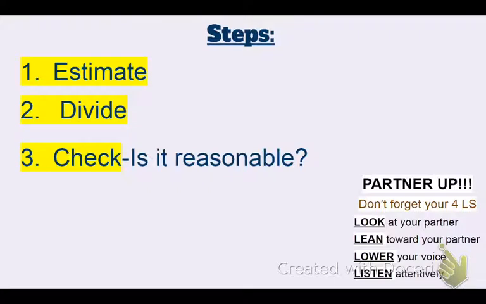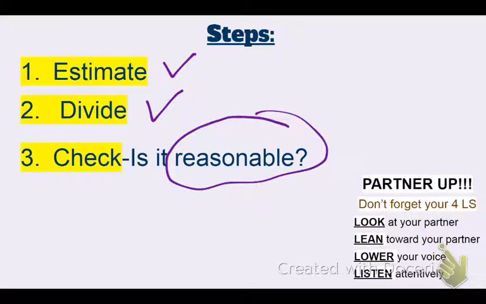All right, so today, the first step is we're going to estimate. We're going to try to get that decimal close to a whole number so it's easier to deal with in our mind. Next, we'll be able to divide mentally. We're trying to do that mental math, make it easy on ourselves. Finally, is it reasonable? Does our answer make sense? We're going to go ahead and estimate our quotient.